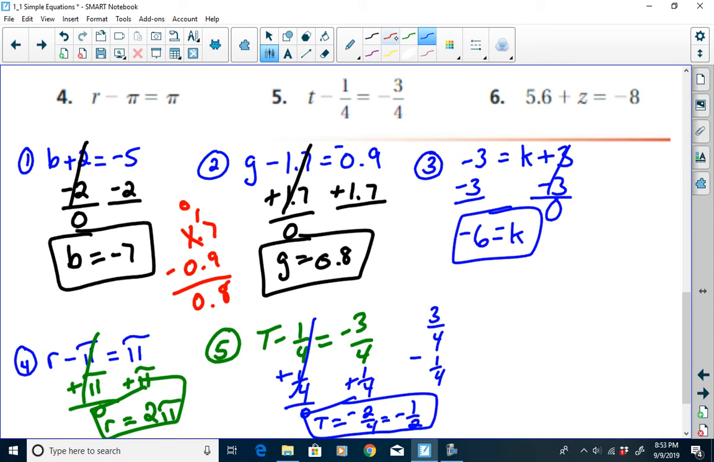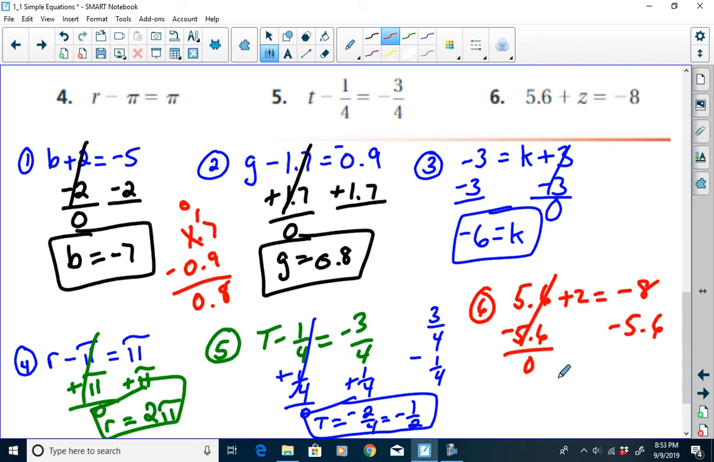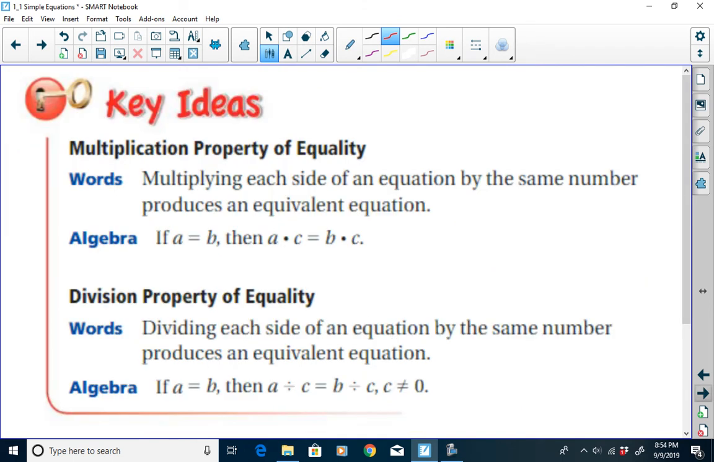And then question 6. Question 6, we have 5 6/10 plus Z is going to be equal to -8. Right? That 5 6/10 is positive, so I want to make that a 0 by taking away 5 6/10 from both sides of the equation. That's going to be 0. Z is going to be equal to, well, my signs are the same here, so I have to add their absolute values. So that's 13.6. But because they're both negative, we keep it negative. So Z is going to be -13 6/10.